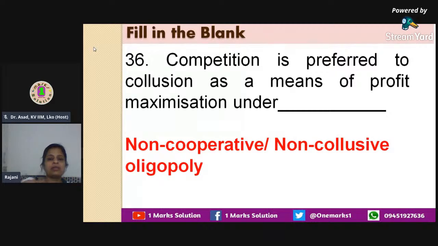Non-collusive oligopoly means they are independent. Each firm is independent. And I told you, they are closely observing other strategies. That time selling costs are very relevant. And that time they are competing. They are using different strategies to capture the market, to maximize their profit. Otherwise, when they are sharing the market in the form of a cartel, they have to make an arrangement, an agreement. But in case of non-collusive or non-cooperative oligopoly, that is not happening. So competition is preferred to collusion as a means of profit maximization under non-cooperative and non-collusive oligopoly.